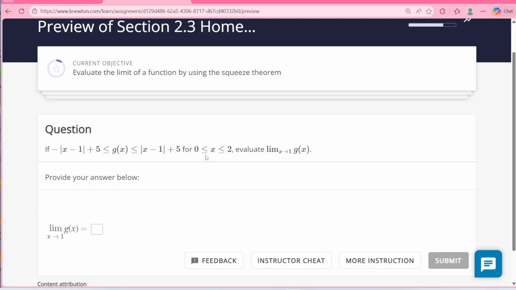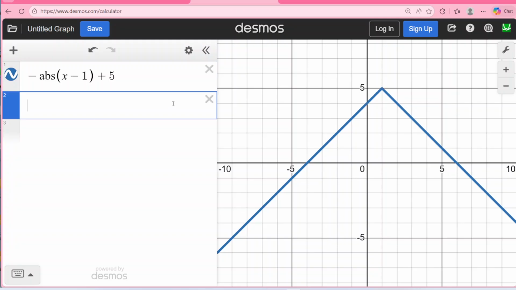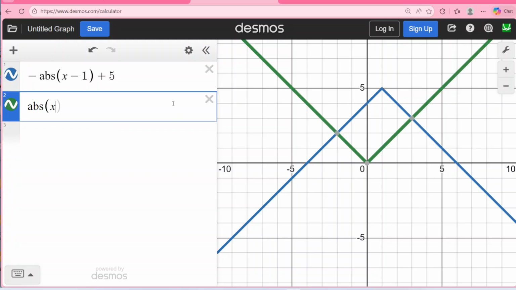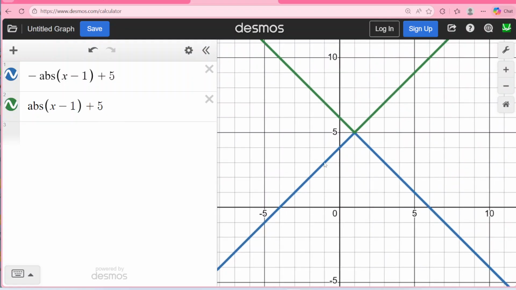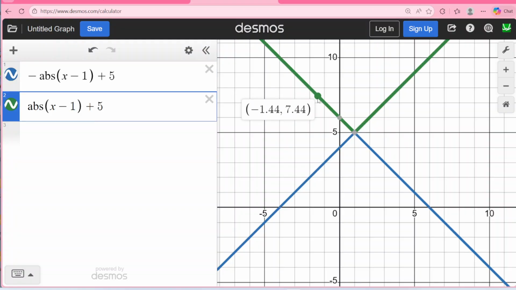So you see it's true between 0 and 2, so definitely near x equals 1. The other one is absolute value of x minus 1 plus 5. So the other expression, you got absolute value of x minus 1 plus 5. And you got blue and green. You see how the blue graph is approaching this 1, 5 on both sides. So is this green graph. They're both on both sides approaching 1, 5. And what I messed up on earlier, the green is always above the blue.